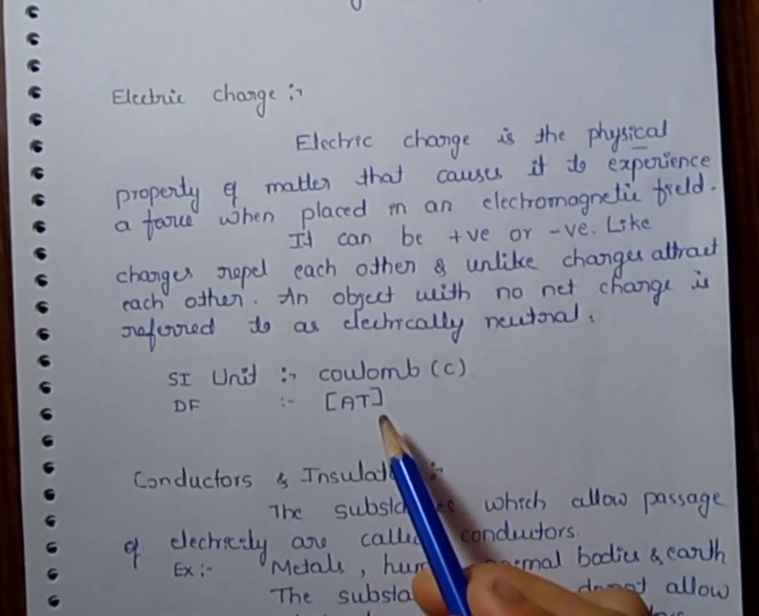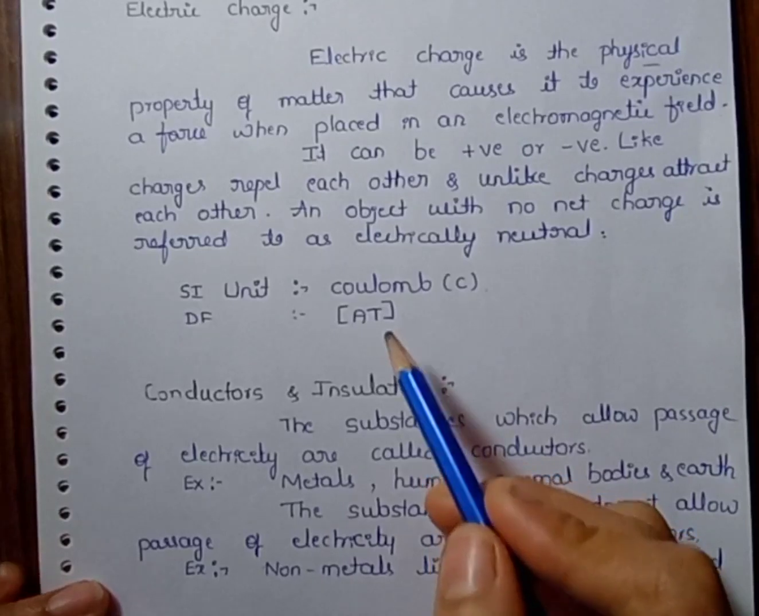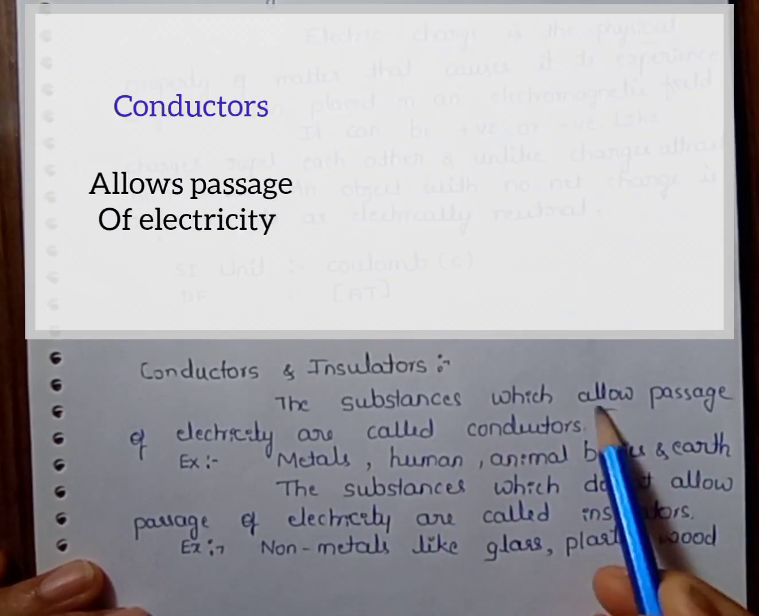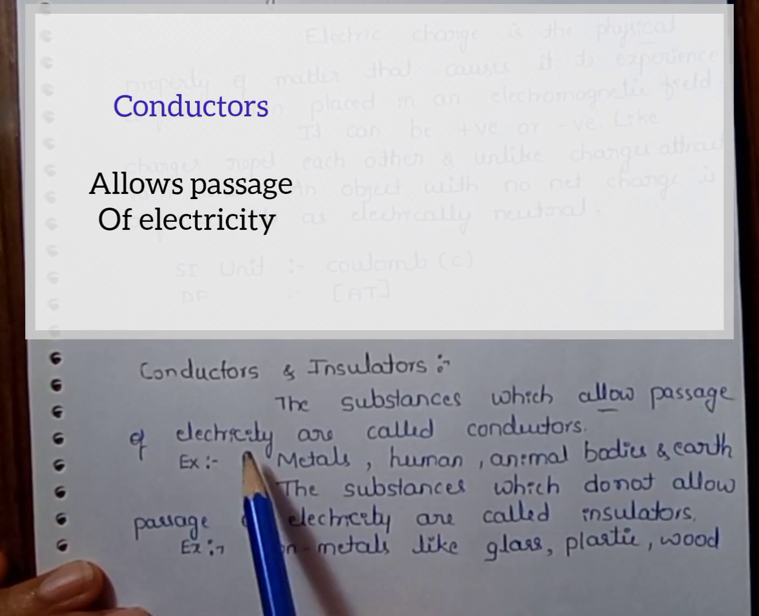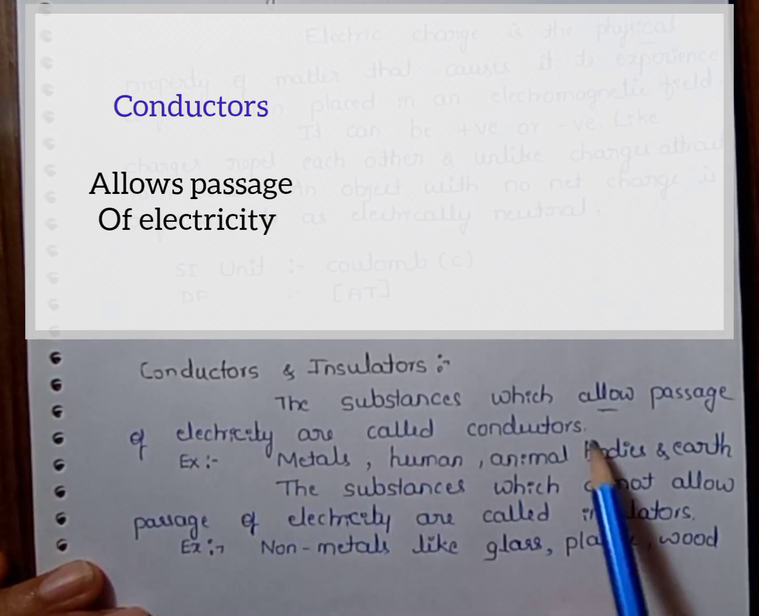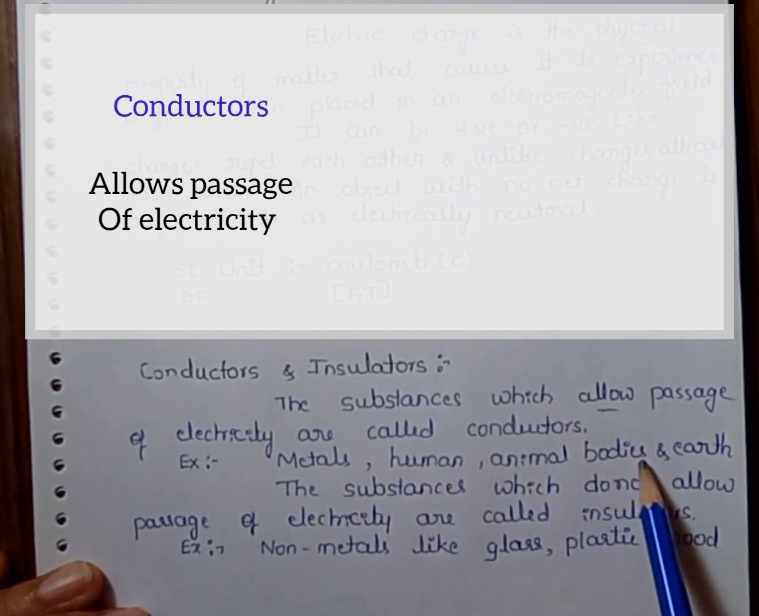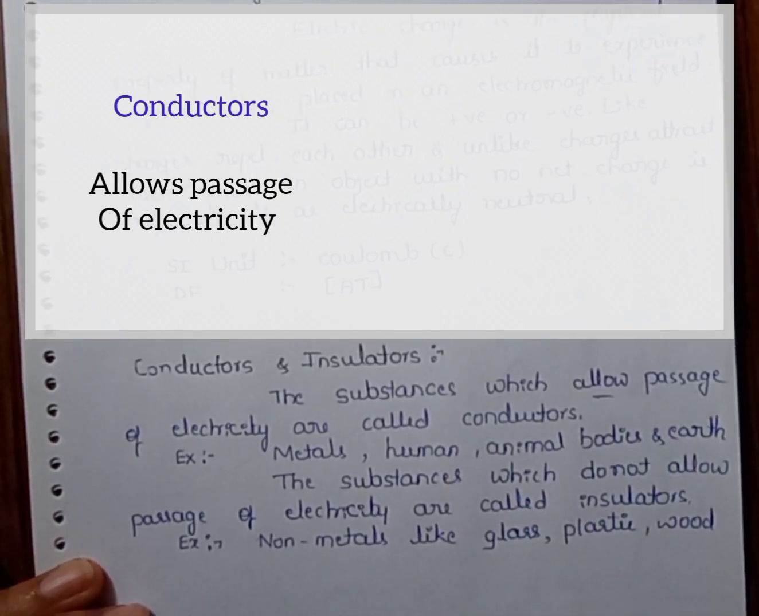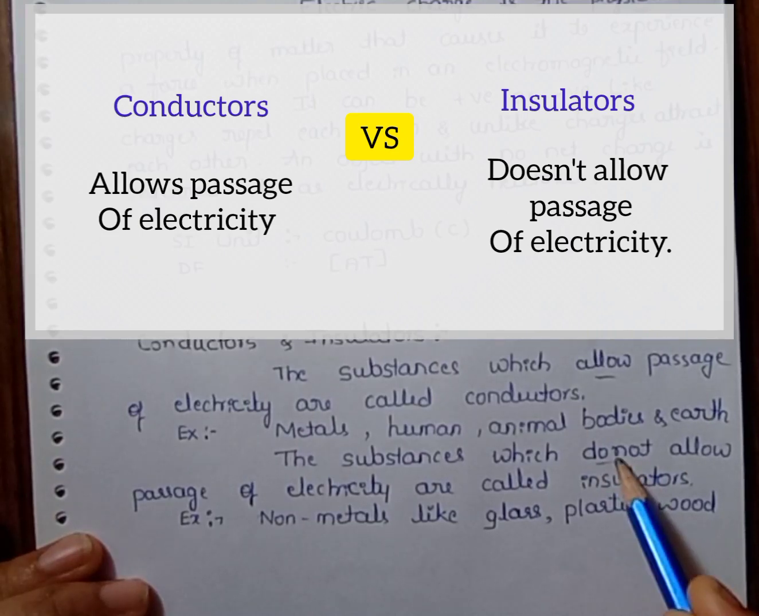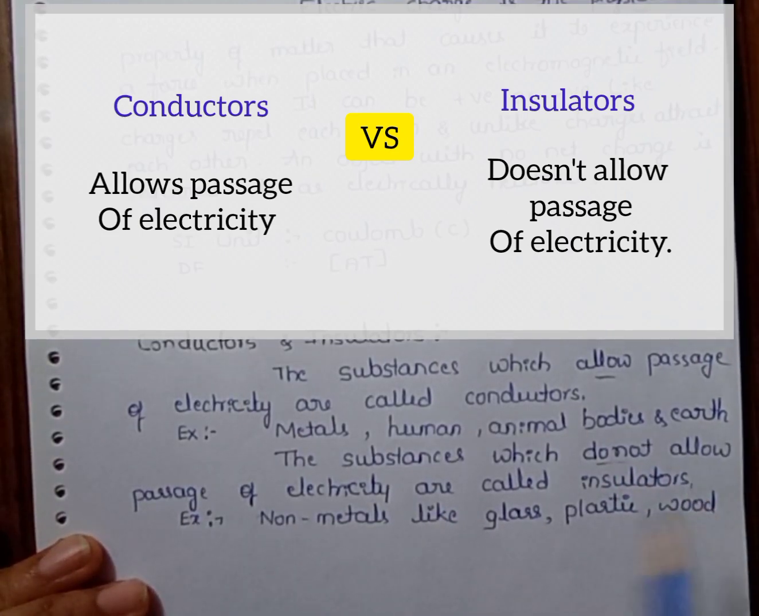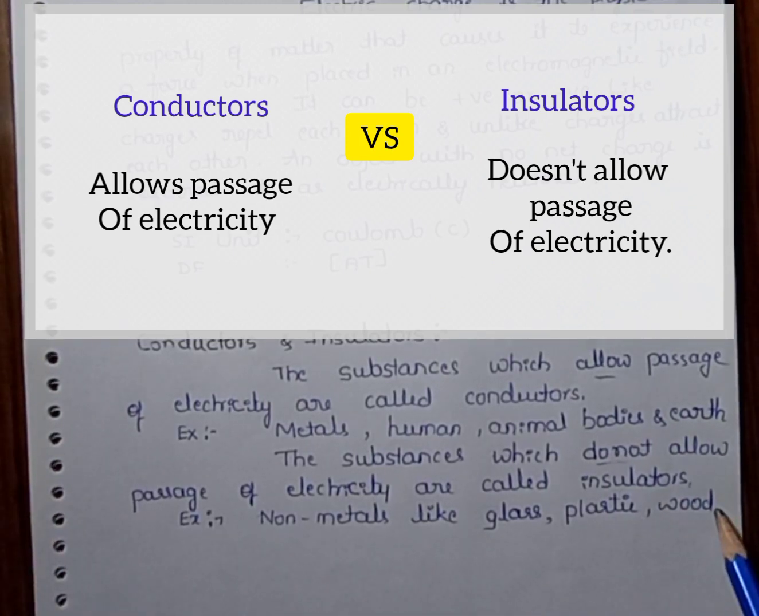Next, we can discuss the concept of conductors and insulators. Conductors means the substances which allow the passage of electricity are called conductors. Example, metals, human beings, animal bodies and earth surface. The substances which do not allow the passage of electricity are called insulators. Example, non-metals like glass, plastic, wood, etc.